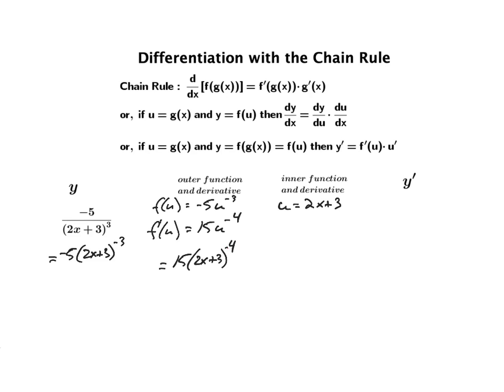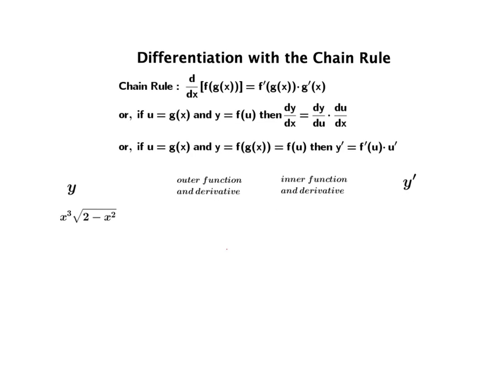Our u prime is just 2. So our f prime of u times u prime, which is y prime, is going to be 15, our inner function to the negative 4, times 2, and we'll leave it like that.